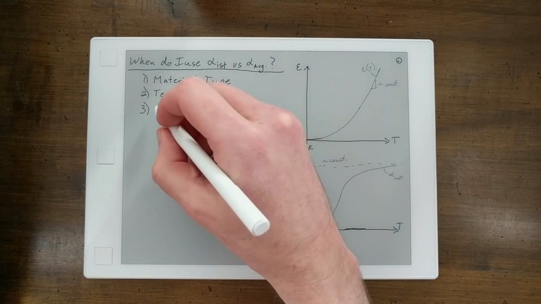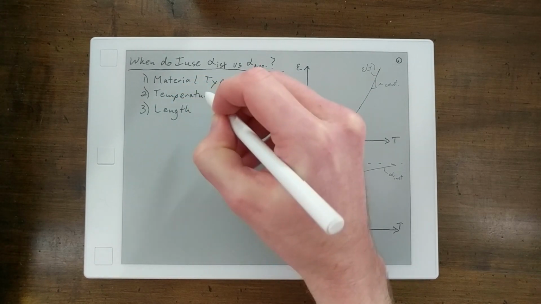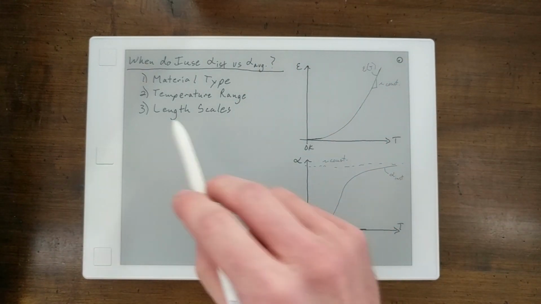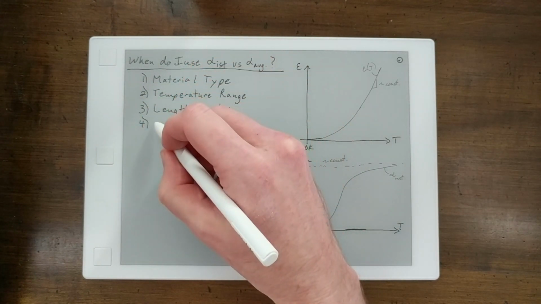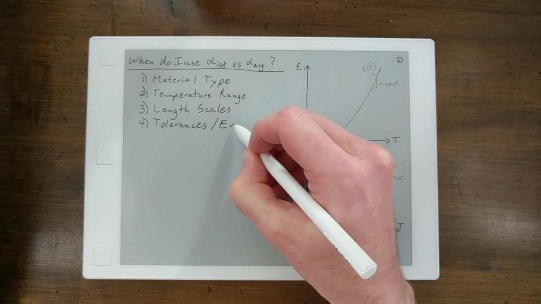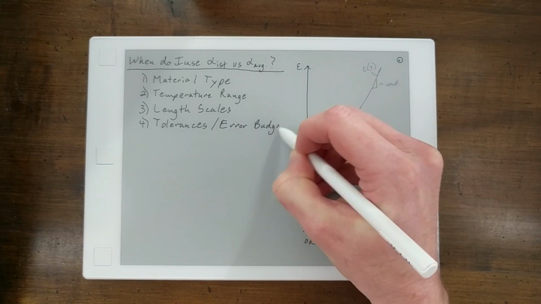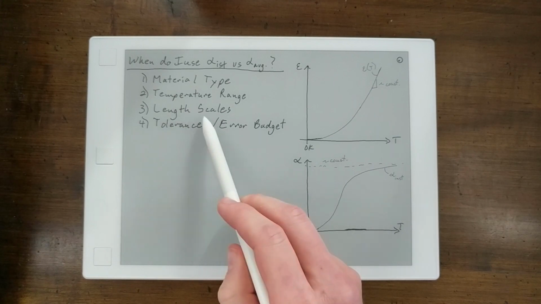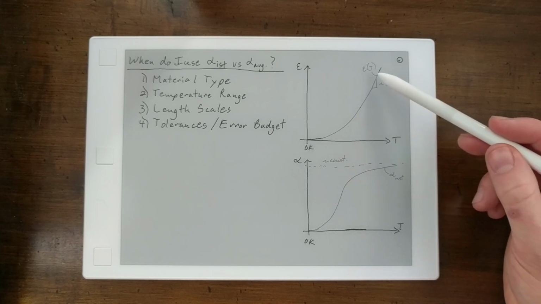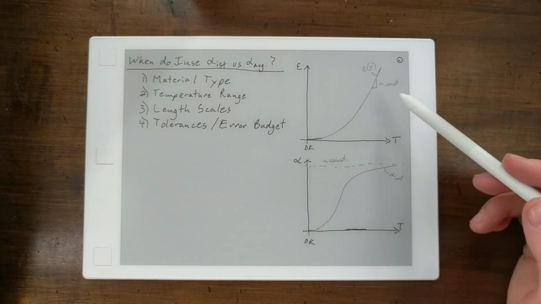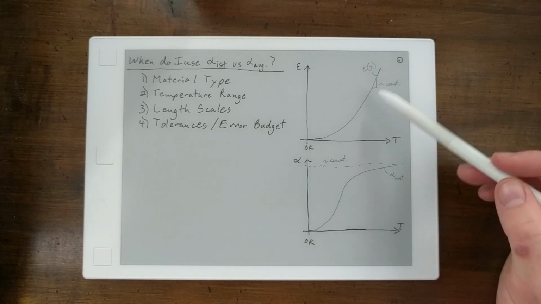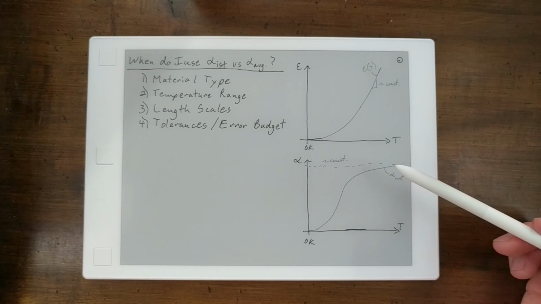The next thing I think about is length scales. So are your components small or are they large? And something that's kind of coupled to that, but not exactly, would be your tolerances, for example, an error budget. So if you have very large pieces of material, your strain is going to produce larger changes in length. If you have smaller pieces of material, it's not going to be as big of a deal. And then if you have really tight tolerances or a tight error budget, you're going to eat up your error budget with large changes in strain.